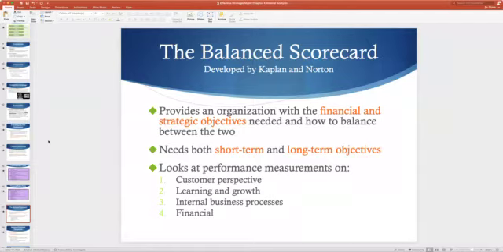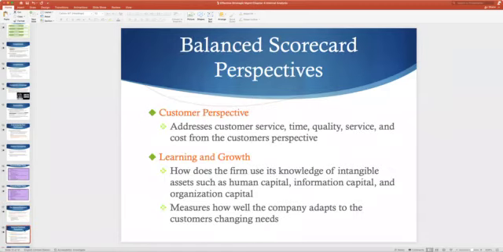So the areas that we are going to measure here then would be customer perspective, learning and growth, internal business processes, and then financial. So let's start off with customer perspective. Now, this is important, and this is sometimes a challenge for those decision makers within that firm to really have a good look at their firm from a customer's perspective. So it really requires them to kind of step outside of their position in that firm and view their firm from that customer's perspective.